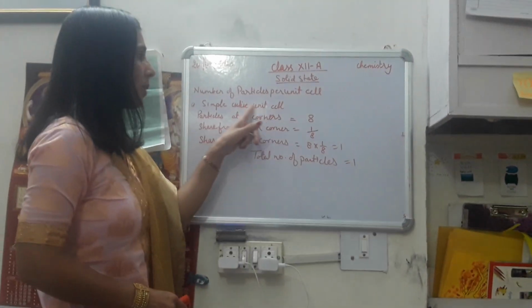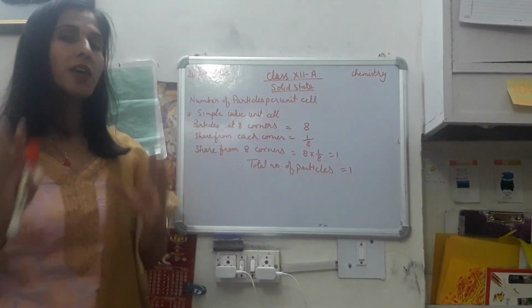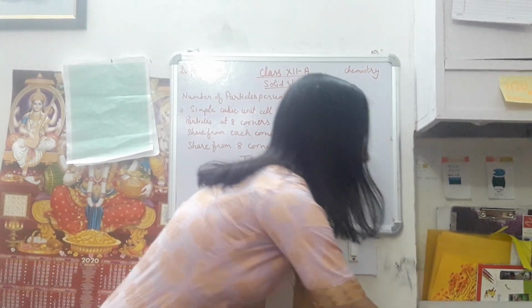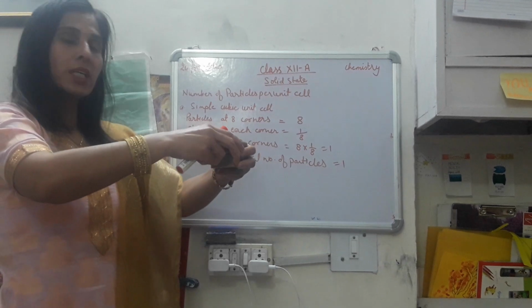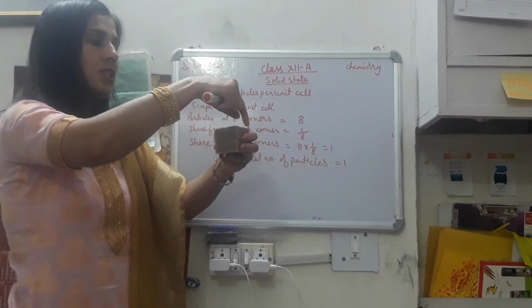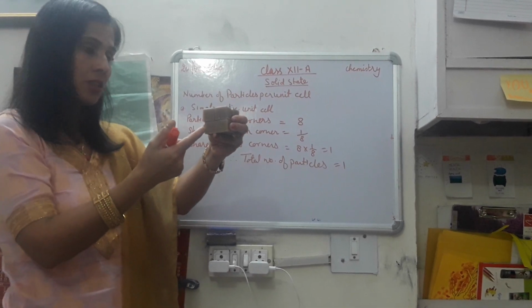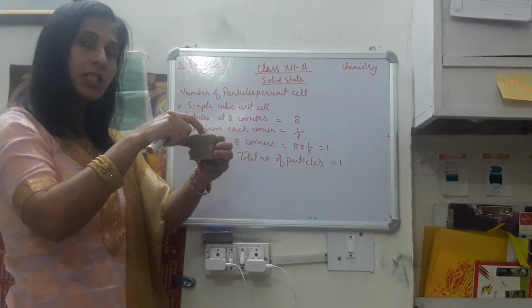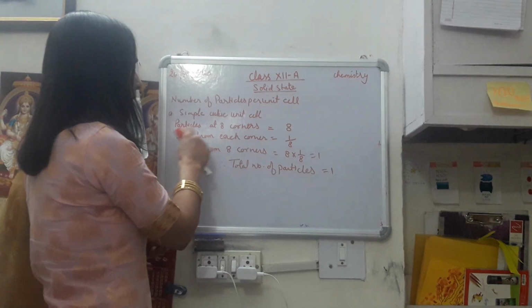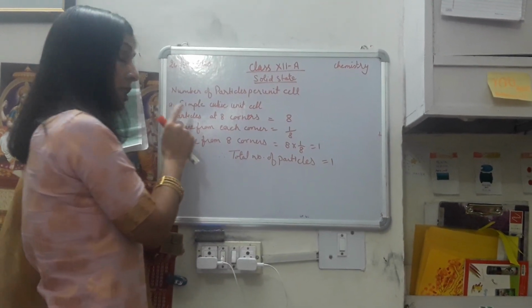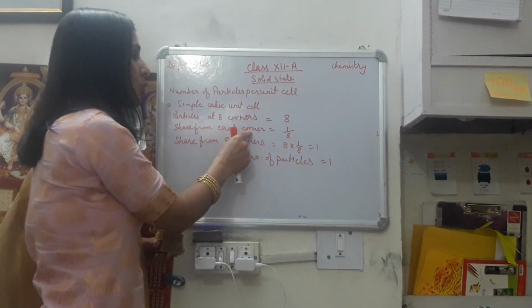A simple cubic unit cell is the one which does not have any particles other than at the 8 corners. If this is my simple cubic unit cell, it has 8 corners, 1, 2, 3, 4, 5, 6, 7 and 8. So one particle at each corner. So particles at 8 corners equals 8, and now this is the thing, share from each corner.